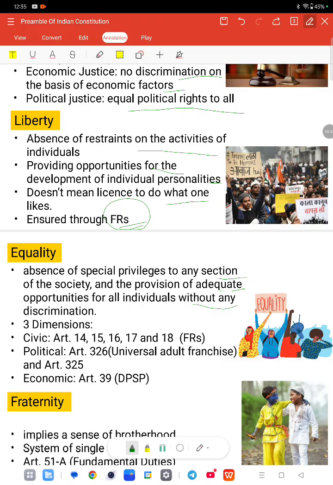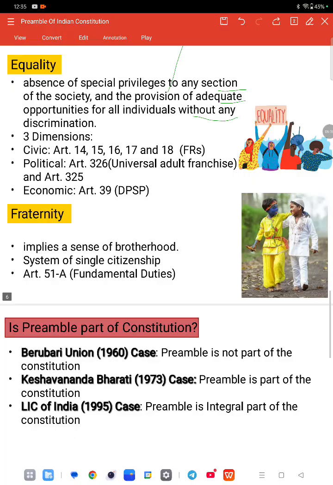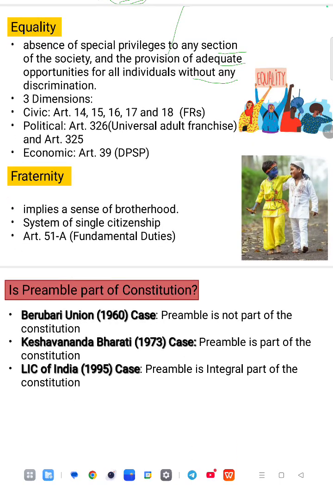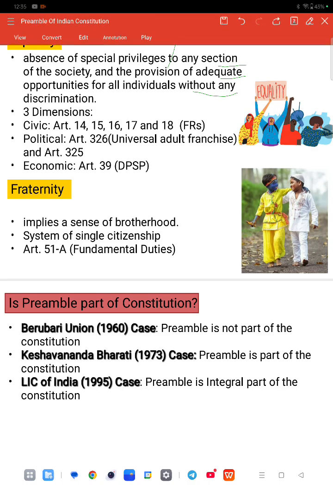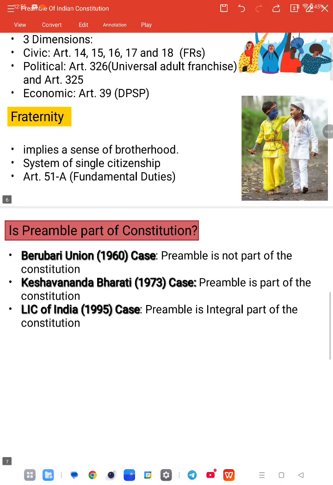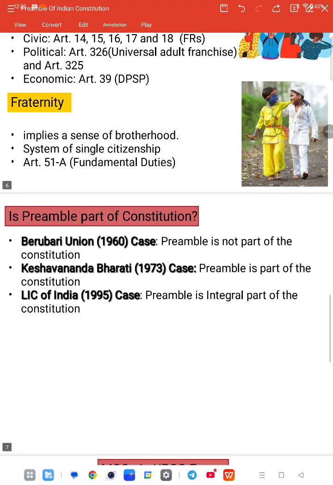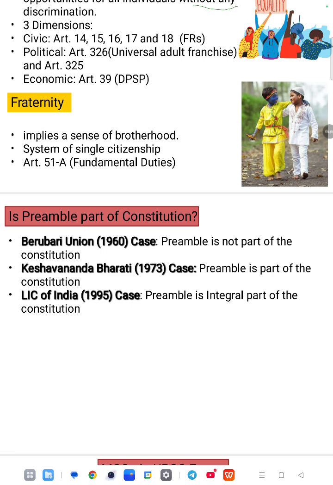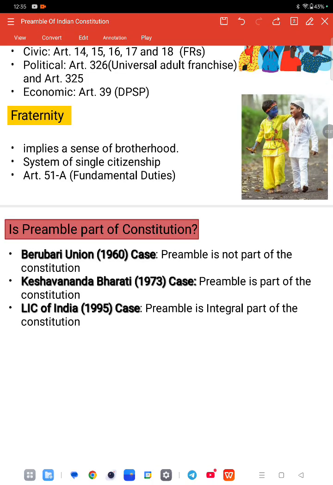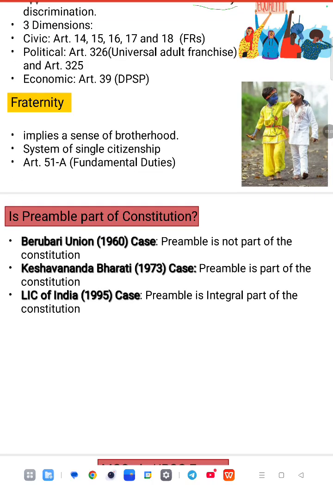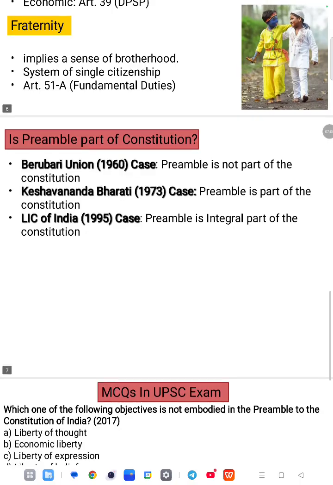Equality is secured through Articles 14, 15, 16, 17, 18, which are the fundamental rights. And for political equality, we consider Article 326 for universal adult franchise. Economic equality is in the DPSP, where the state has to act for the betterment of society. Then if you consider fraternity, that implies a sense of brotherhood, with a single citizenship. And Article 51A, fundamental duties, talks about it.